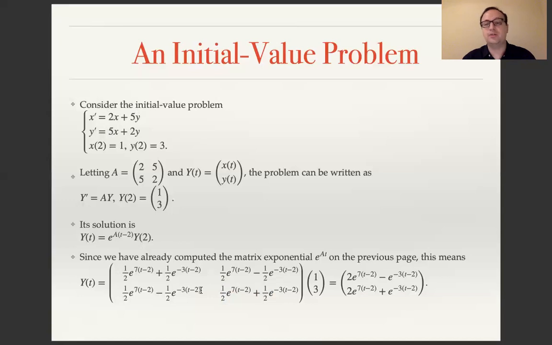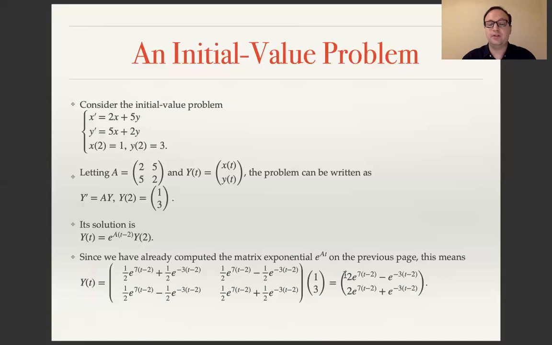But in general, this is not true. In general, all four entries may be distinct, different functions. Okay, so this is the matrix exponential e to the A times (t minus 2). And then this is times the column vector Y of 2, which is the column vector with entries 1 and 3. So we carry out the multiplication, and then we get again a column vector, which is as it should be because Y of t is a column vector.